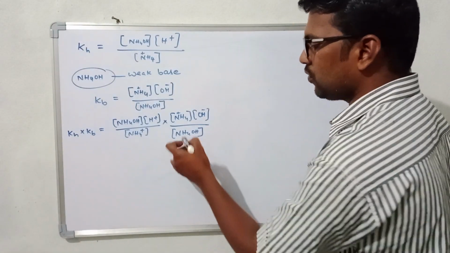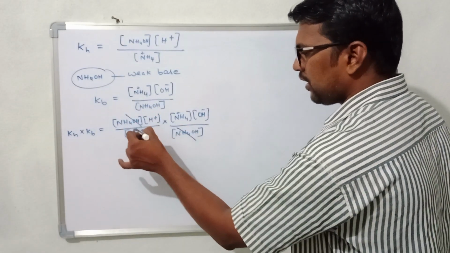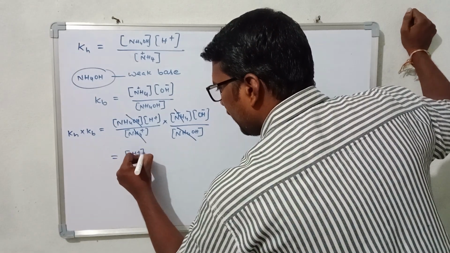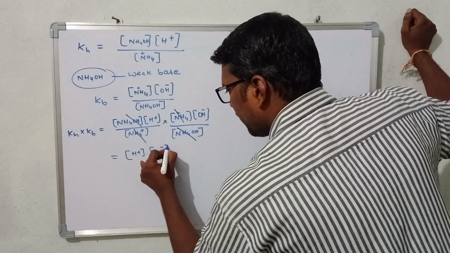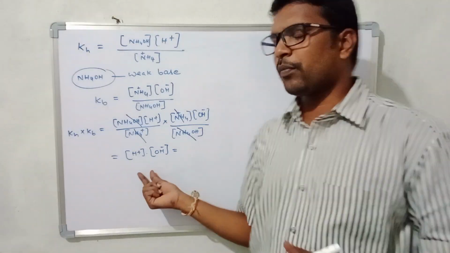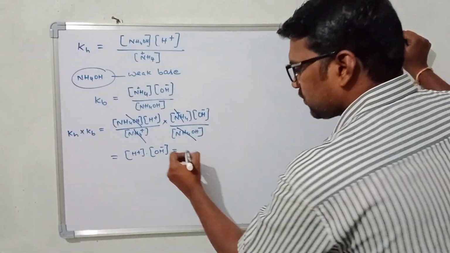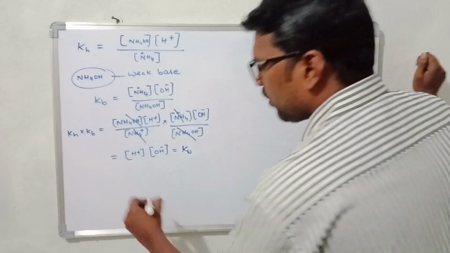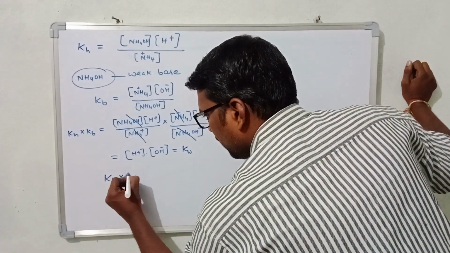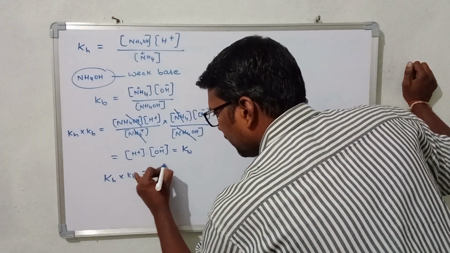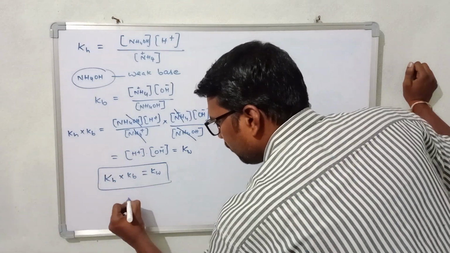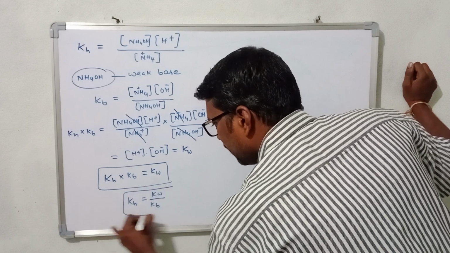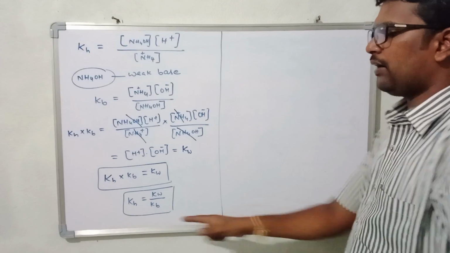Now we write the relation between these two. NH4OH cancels, NH4+ cancels, so the remaining is the product of H+ concentration into OH− concentration. Within the solution, the product of H+ concentration into OH− concentration is called the ionic product of water. It can be taken as Kw. So from this, Kh into Kb is equal to Kw, and from this, if you want to find the hydrolysis constant, Kh is equal to Kw by Kb. It is also a relation for finding the hydrolysis constant.